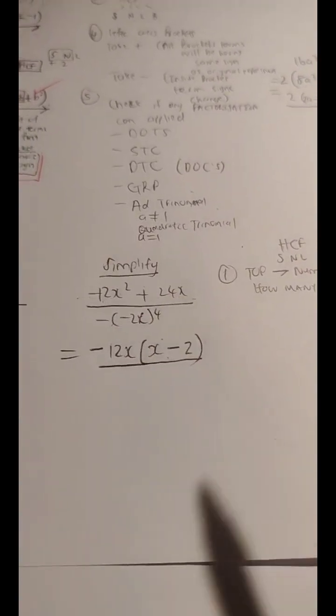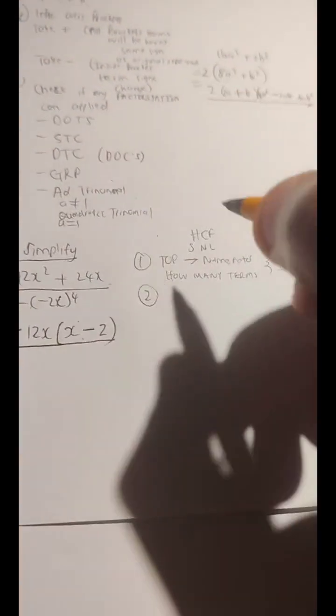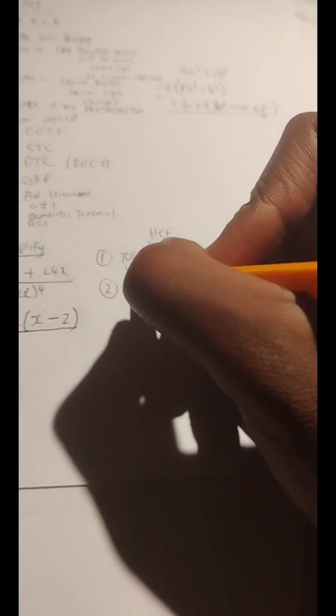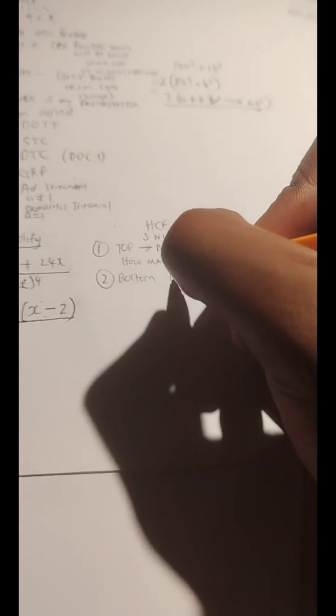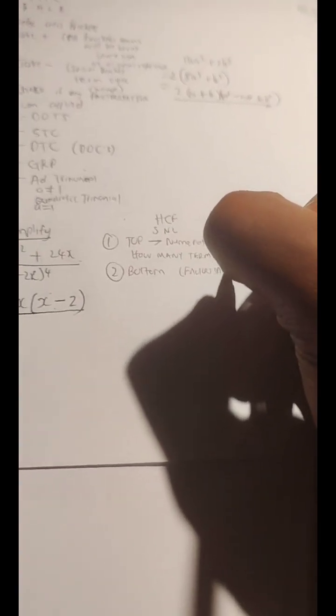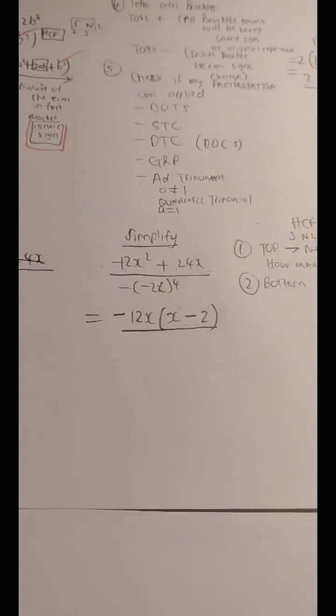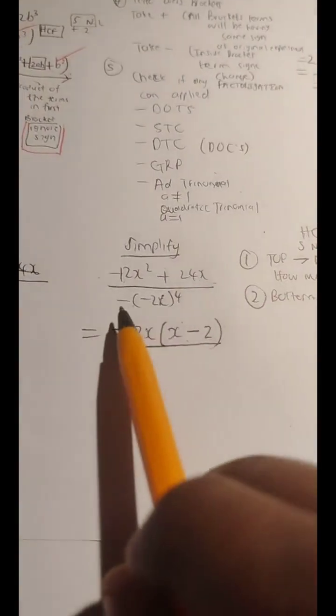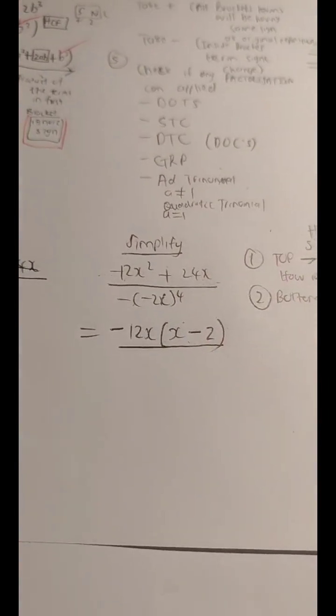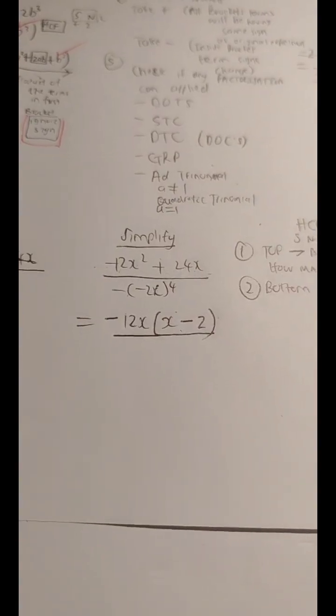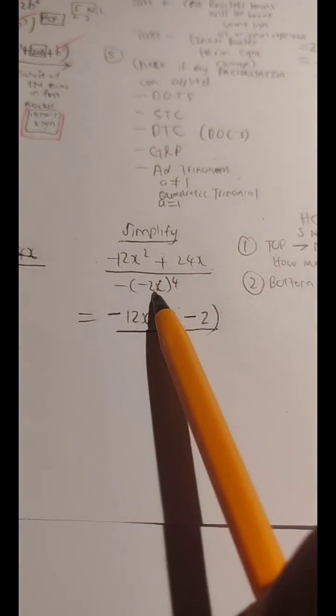Okay, so for the two terms, we factorize. We go now to the denominator. We would also look at the denominator at the bottom with the intention of factorizing, but we can see here that we don't have more than two terms. We have one term, right? So all we need to do with the denominator is simply simplify what we have in the denominator.